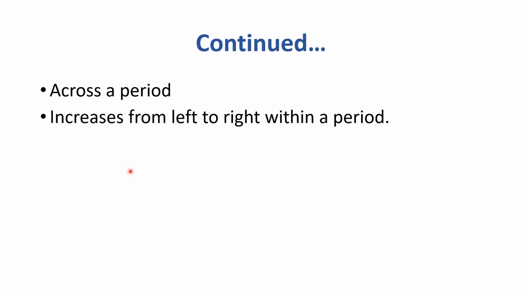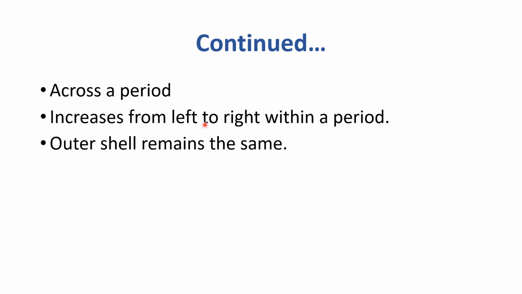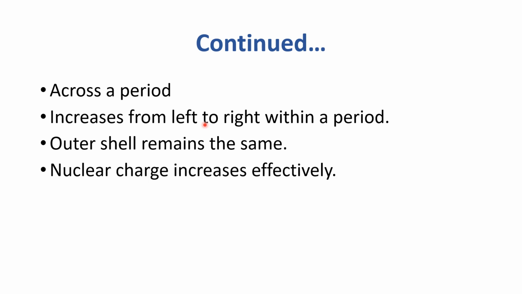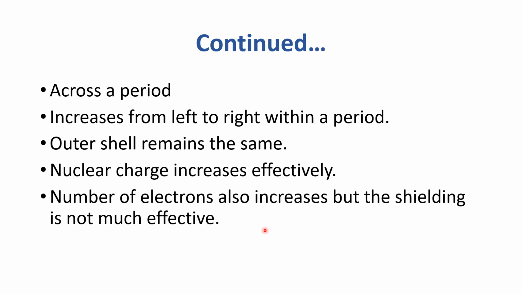Next, in a period, it increases from left to right. Why? Outermost shell तो remain रहता है, वहां पे कोई और increase या decrease उसमें नहीं होता, लेकिन nuclear charge जो है वो effectively increase होता है क्योंकि प्रोटॉन्स ऐड हो रहे होते हैं. Number of electron also increases, but the shielding effect is not much affected.